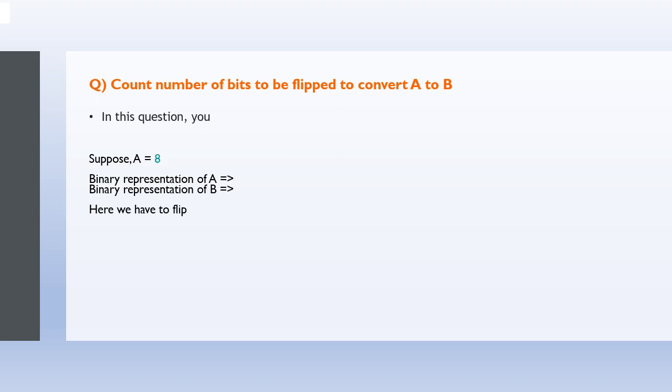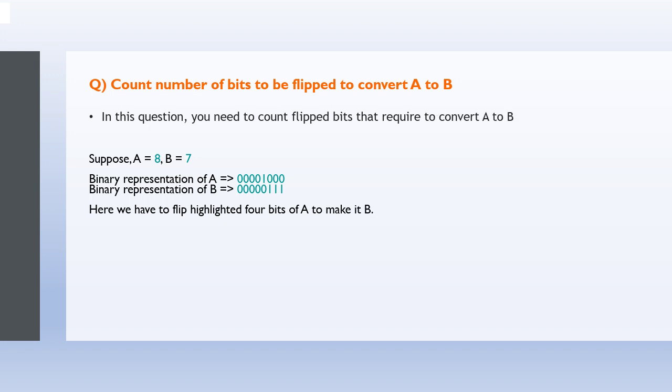Count the number of bits to be flipped to convert A to B. In this question, you need to count the flipped bits required to convert A to B. To accomplish this, you need to find the number of bits that are different in A and B, right? Suppose A equals 8 and B equals 7. So it will be 1 0 0 0 for A, 8, okay, and all 1 1 1 comprises B. Here we have to flip the highlighted 4 bits of A to make it B.